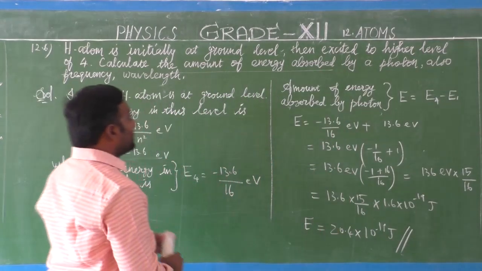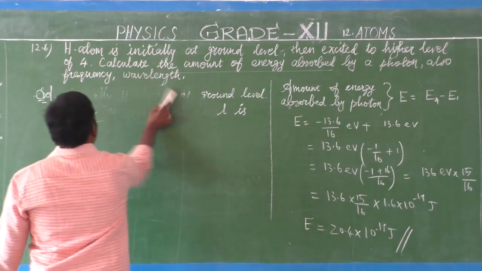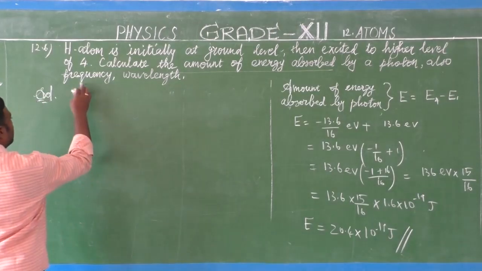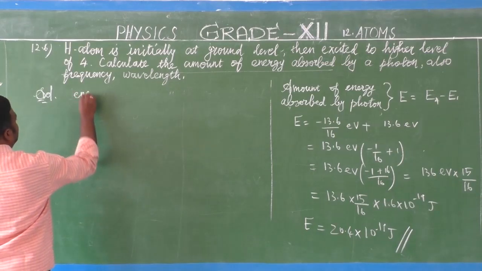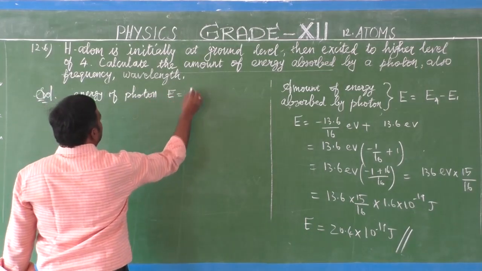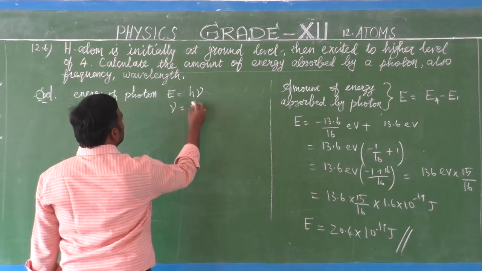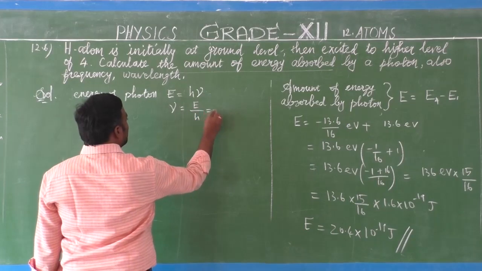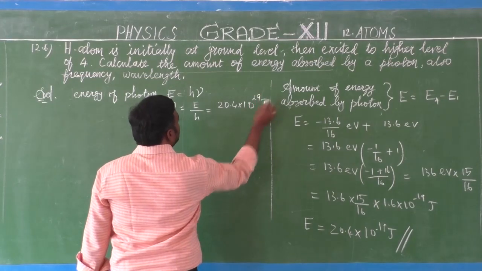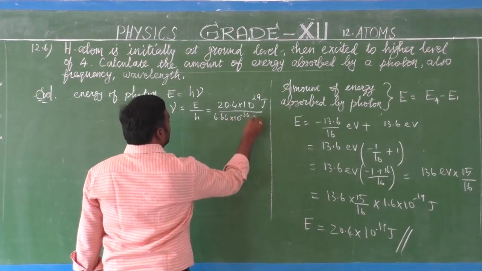In the next case we are going to find the frequency and the wavelength. For the frequency value, we know the energy of a photon, E is equal to h nu. From this we can find the frequency. So frequency nu is equal to E by h, that is energy by Planck's constant. The energy we already found, 20.4 into 10 to the power minus 19 joule, divided by Planck's constant, 6.64 into 10 to the power minus 34 joule second.